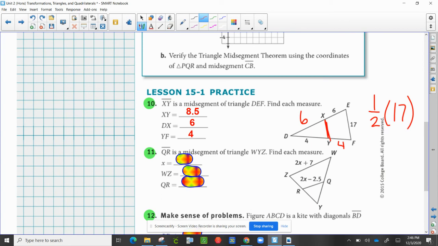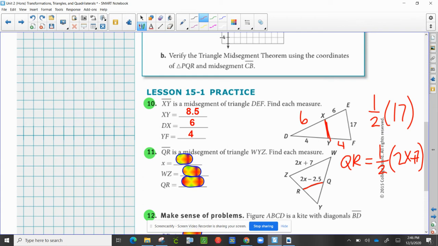So in this problem, we know that QR is your mid-segment. Just kind of draw here. So remember, QR is going to be half of what our third side is, so WZ. So it's going to be half of this. So see if you could solve that for X.